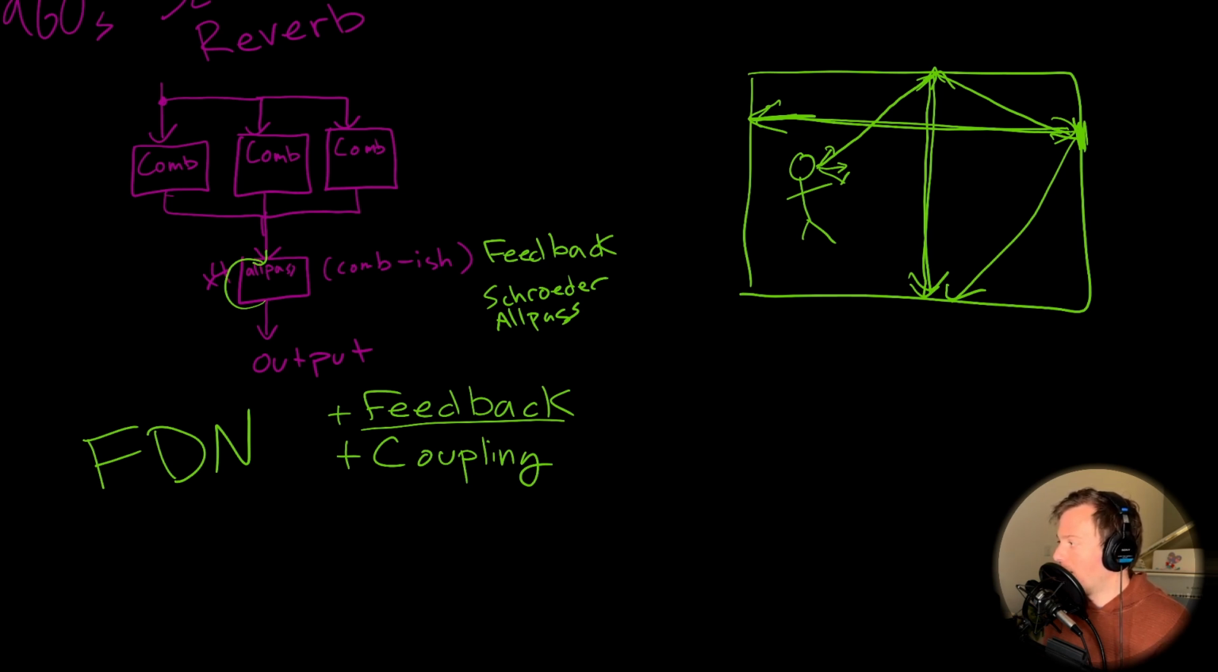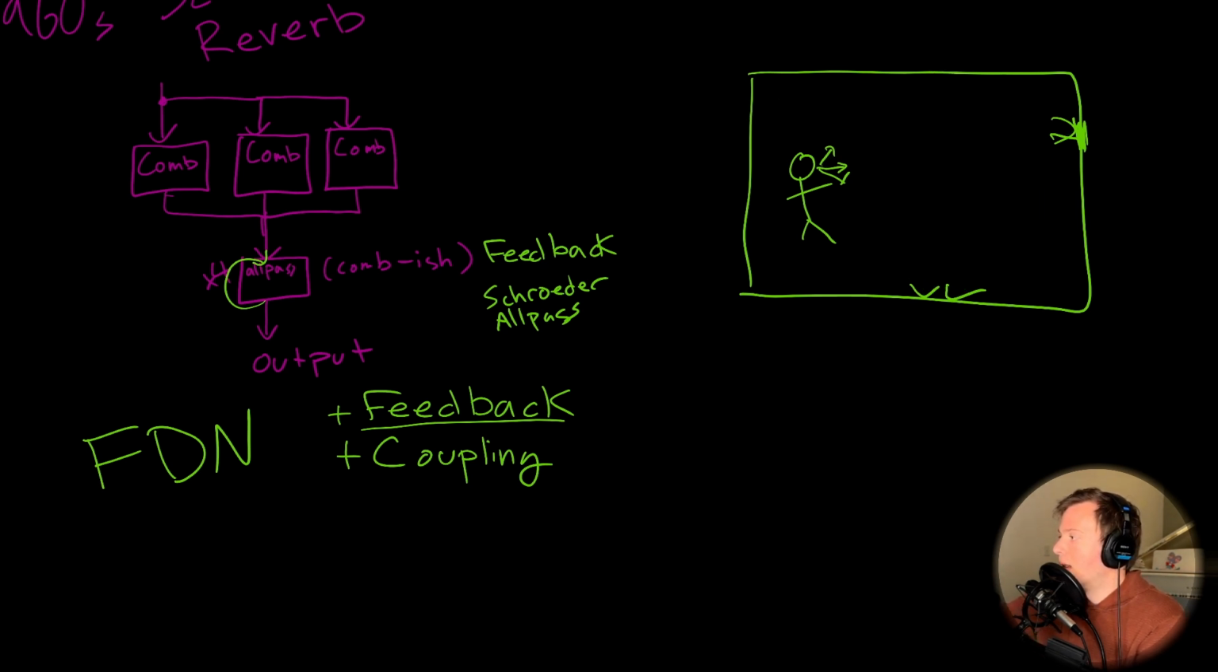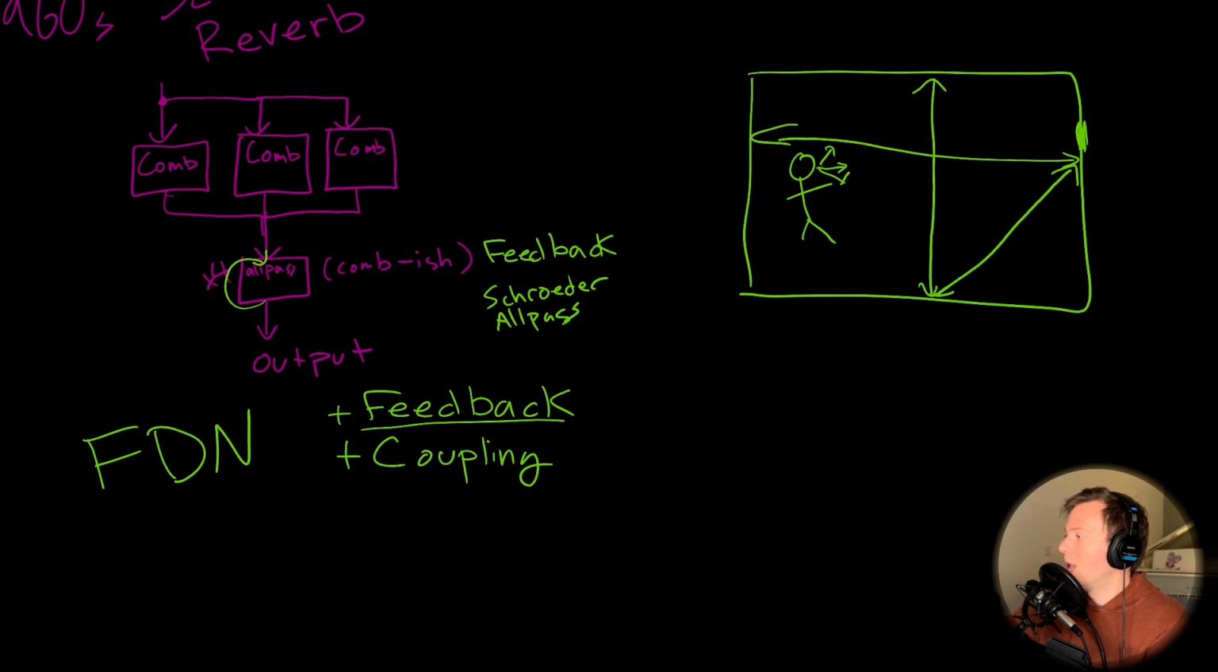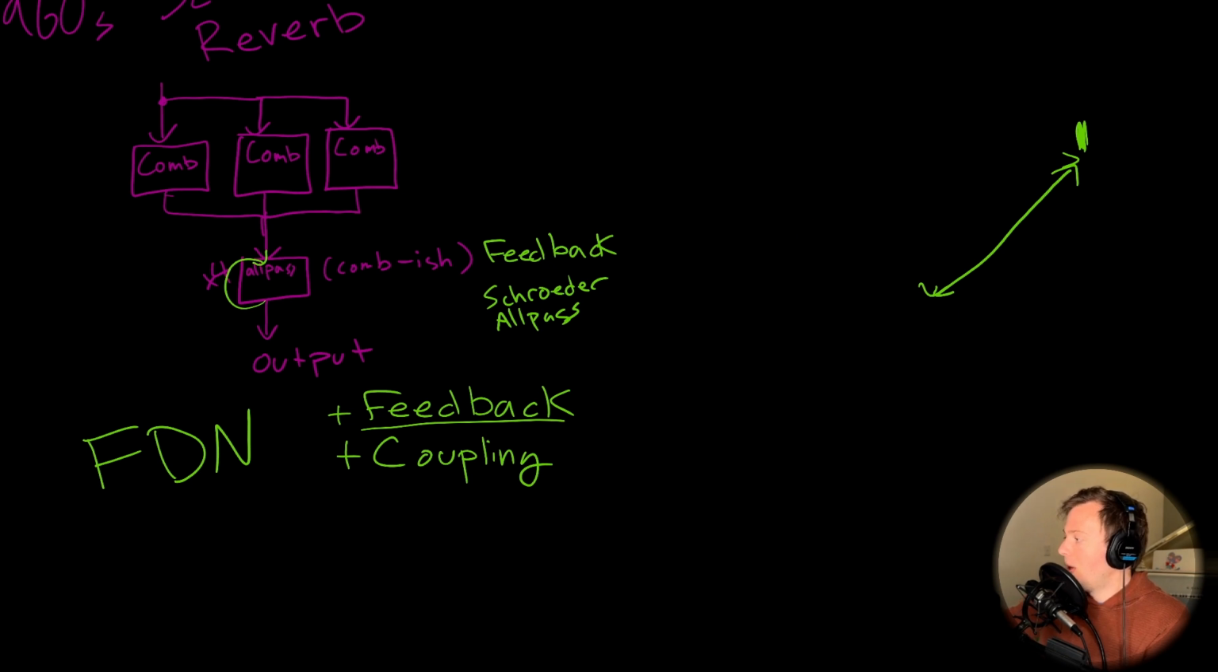and they don't just feed back with themselves. They couple to each other. That's what the Schroeder is missing. The Schroeder would be like if you just had this mode bouncing back and forth, and you just had this mode bouncing back and forth. With the feedback delay network, we are going to have this mode bouncing back and forth, but it's also going to couple with this thing, which also couples with this thing. And so that's how we're going to make it more realistic. So how do we do that?